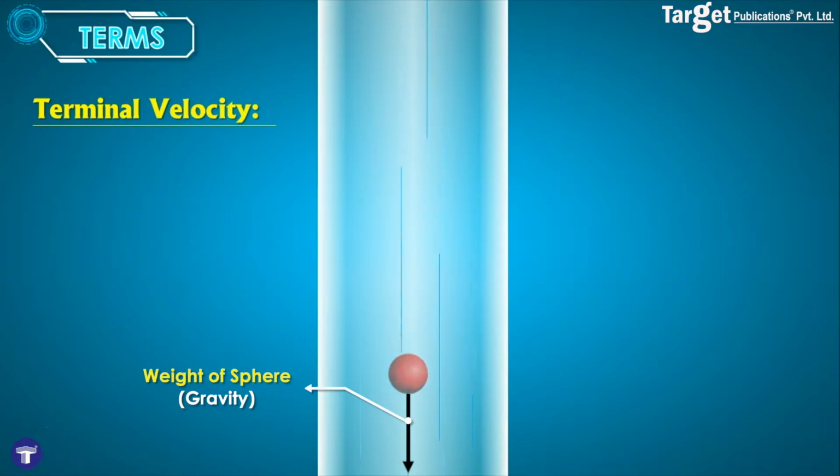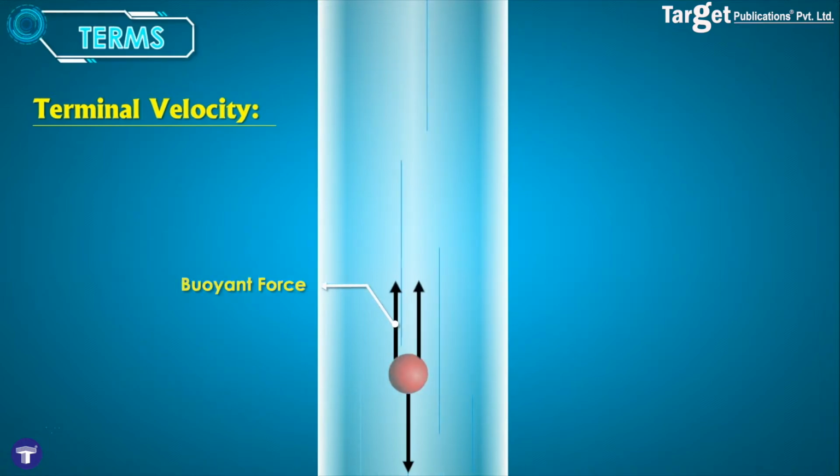But if you look at the forces acting on this object, you have the buoyant force acting upwards, the viscous force also acting upwards because it's retarding its motion, and you have the weight of the object pulling it downwards. At some point while the object is falling through the fluid, the viscous plus the buoyant force will be exactly equal to the weight of the body itself, and in such a case the object will start falling with a constant velocity.